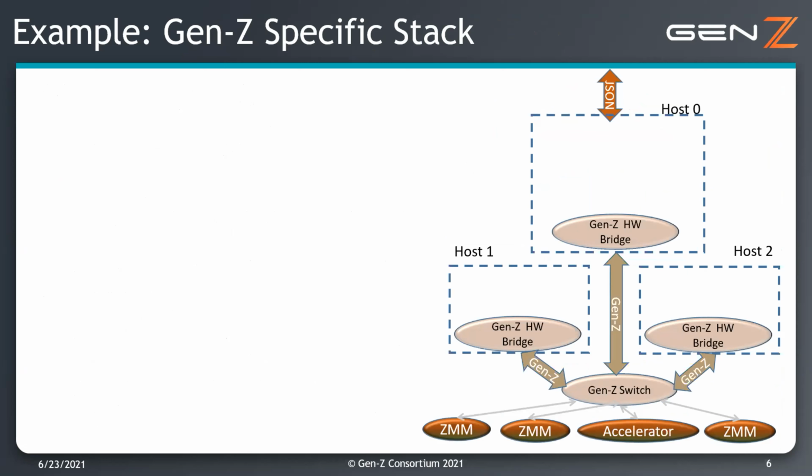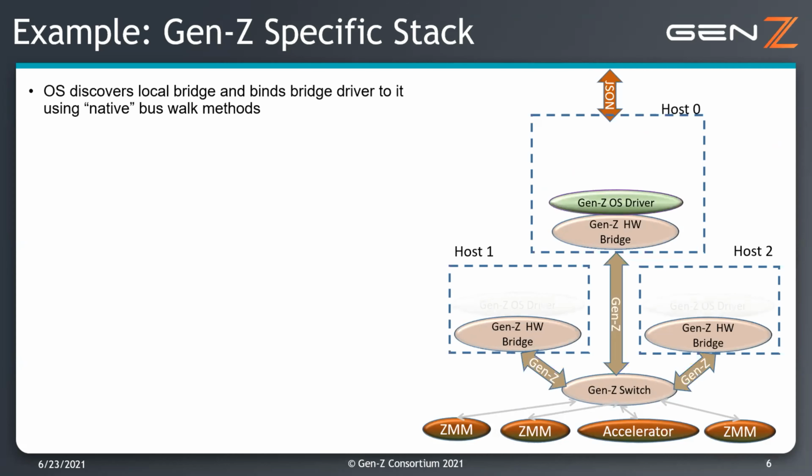This slide will build starting with this picture of what an example Gen Z fabric topology might look like. In this example, we have 3 hosts, each with a Gen Z bridge connecting that host into the Gen Z fabric, specifically to a Gen Z switch. And at the bottom, we have a set of other fabric visible resources, including Gen Z memory modules. Those are the ZMMs, and maybe an accelerator if there is one of those.